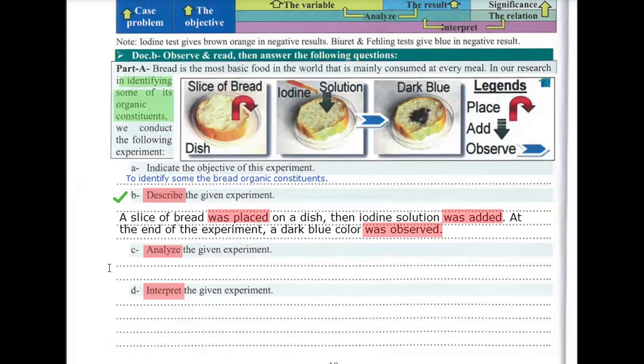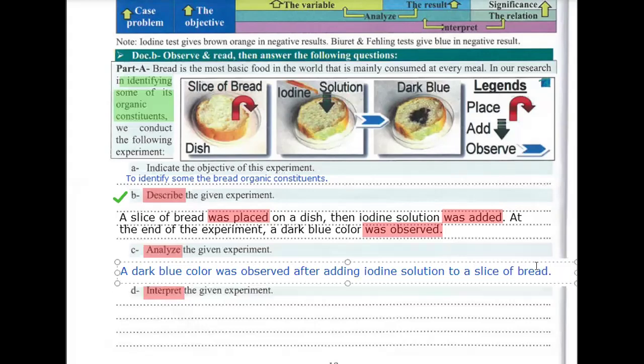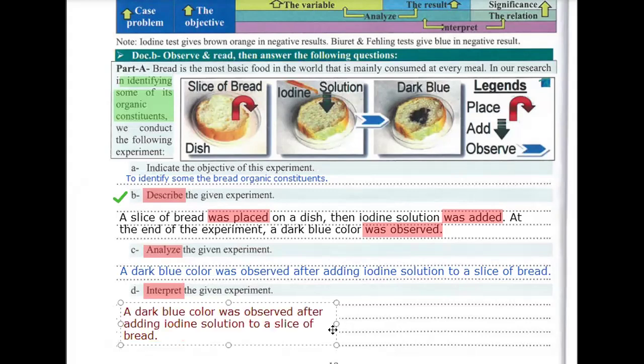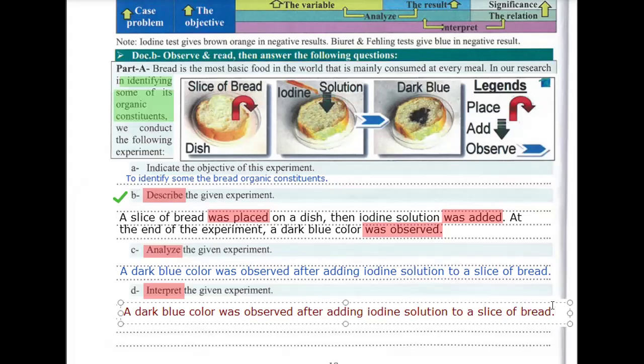اوكي فأنا هون حبلش بالانالايز، بس بالريزلت رح حط: a dark blue color was observed after adding iodine solution to a slice of bread. اوكي هيك انا قلت الكونديشن وقلت الريزلتس. هيدا بالاناليز كتير سهل. هلا الانتربريت: هو الاناليسيز هو الانالايز، يعني نفس الشيء أو الكوبي: a dark blue color was observed after adding iodine solution to a slice of bread.